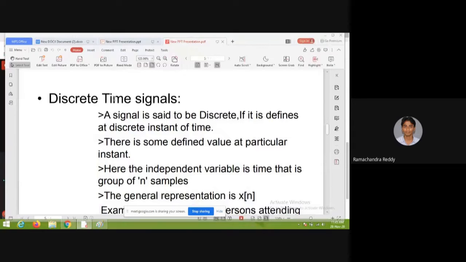Discrete time signal. The name itself suggests that it is defined only at discrete instants of time. So, for example, if we take a continuous time signal, you can define an infinite number of possibilities from one value to another value. For example, if we take from 0 to 1, you can define an infinite number of values there.